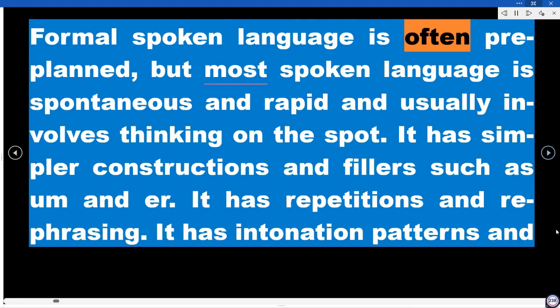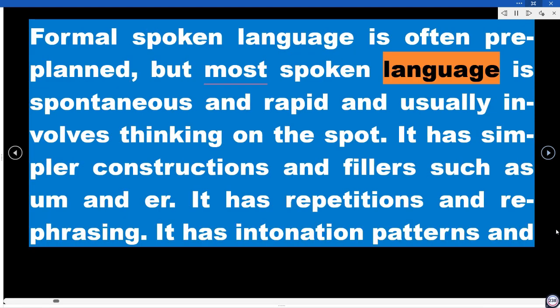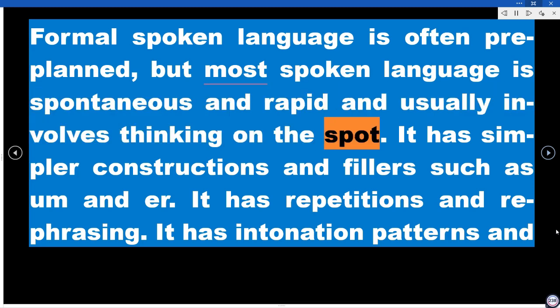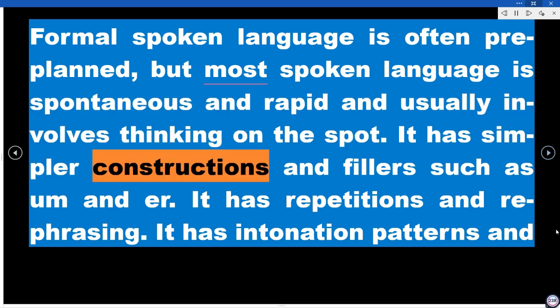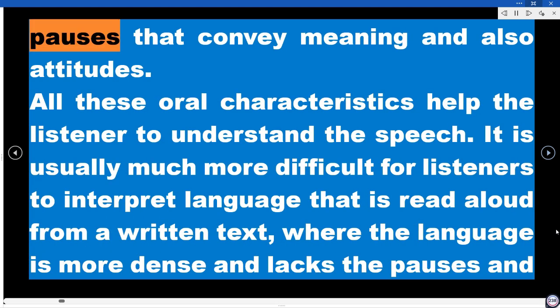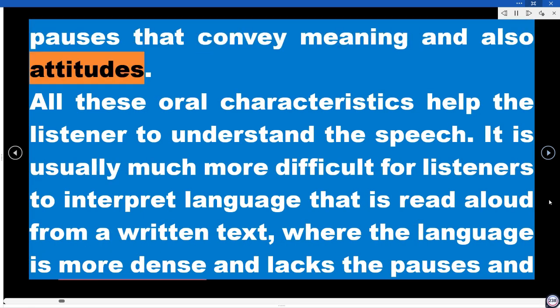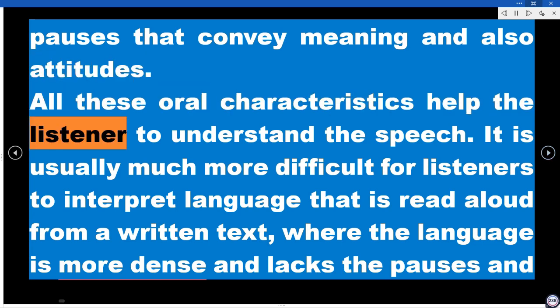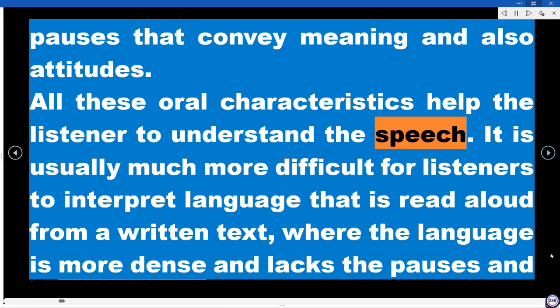Formal spoken language is often pre-planned, but most spoken language is spontaneous and rapid and usually involves thinking on the spot. It has simpler constructions and fillers. It has repetitions and rephrasing. It has intonation patterns and pauses that convey meaning and also attitudes. All these oral characteristics help the listener to understand the speech.